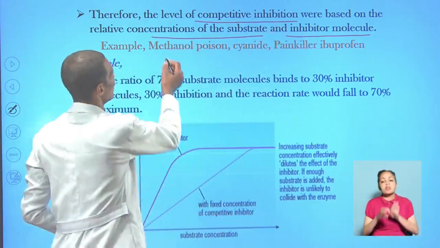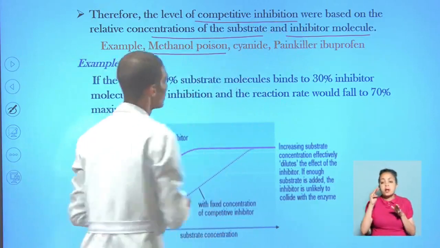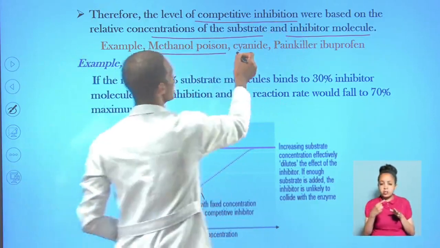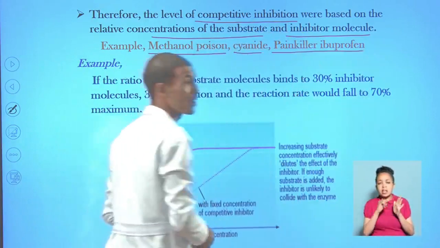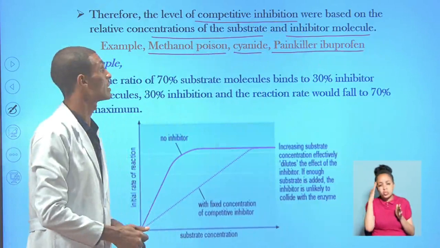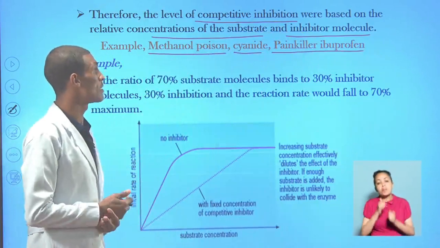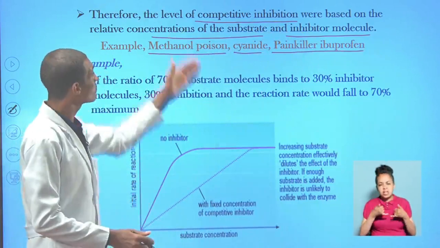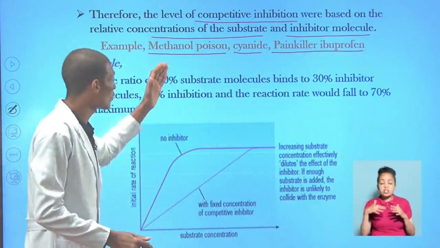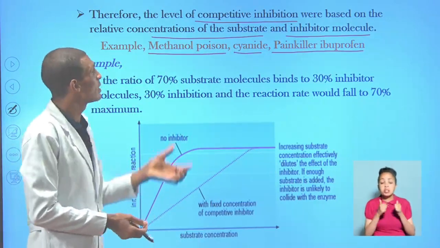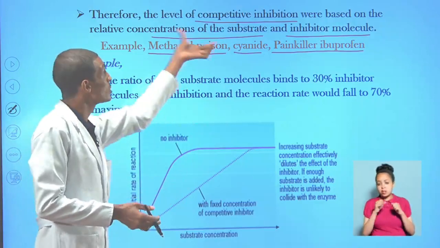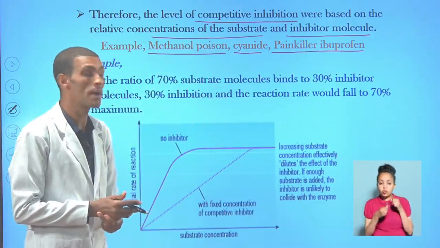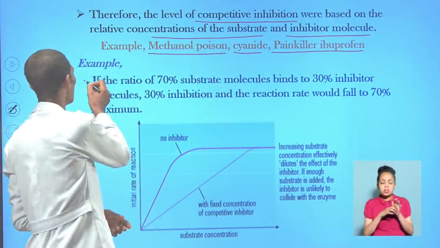For example, methanol poison, cyanide, and the painkiller ibuprofen can be considered competitive reversible inhibitors. The rate of reaction for a competitive reversible inhibitor is based on these two factors. For example, let me perform this example together.